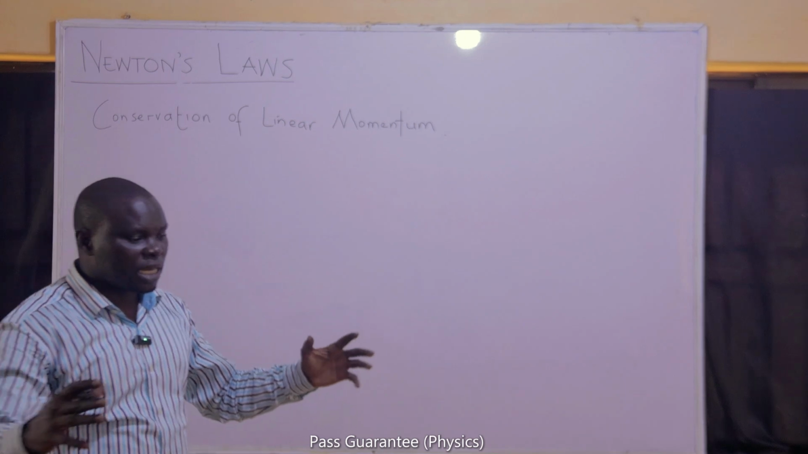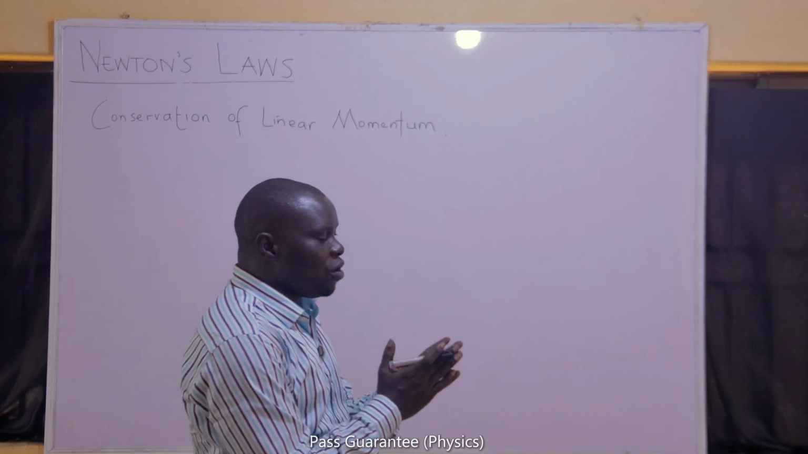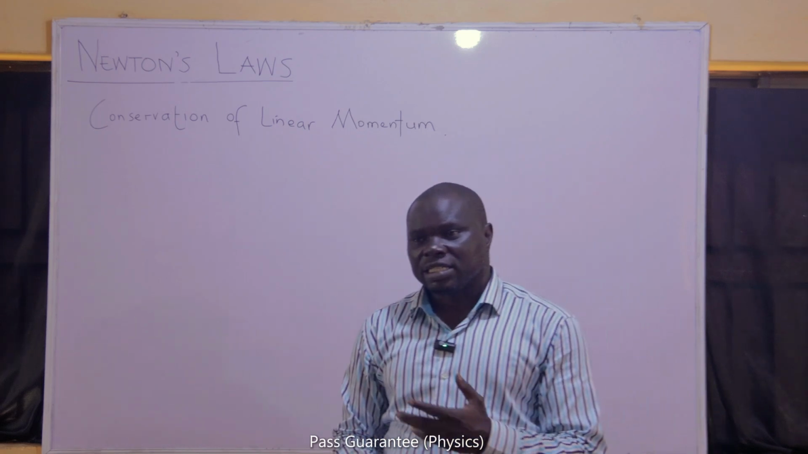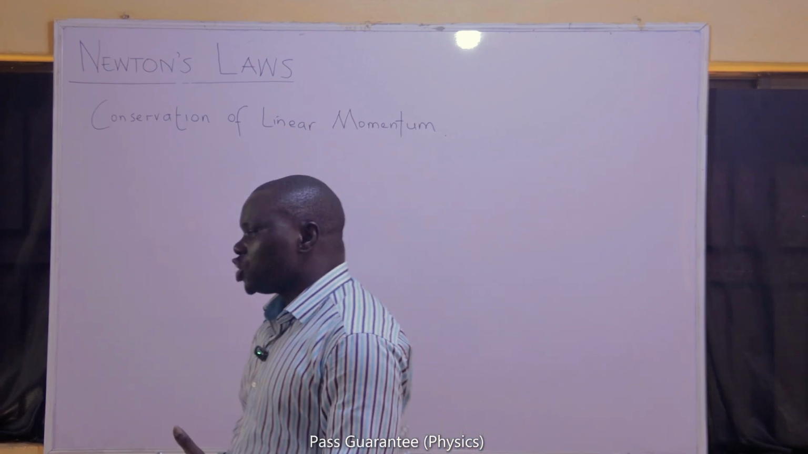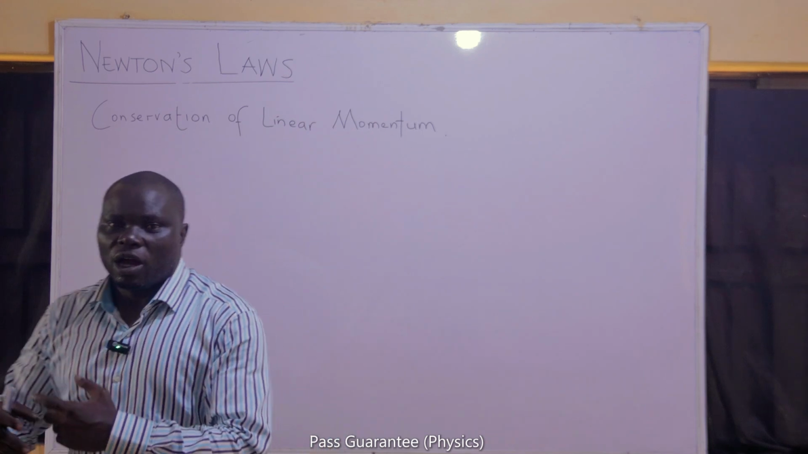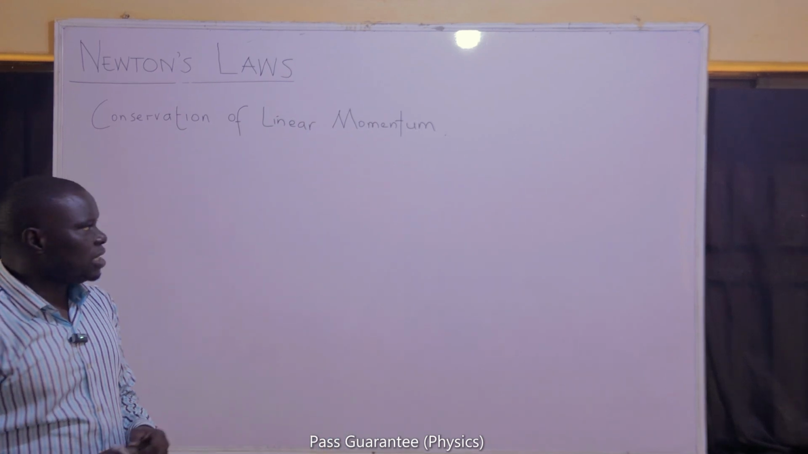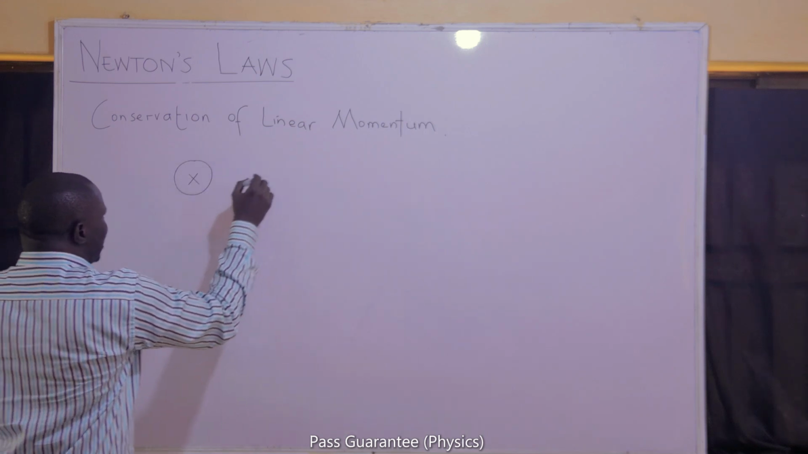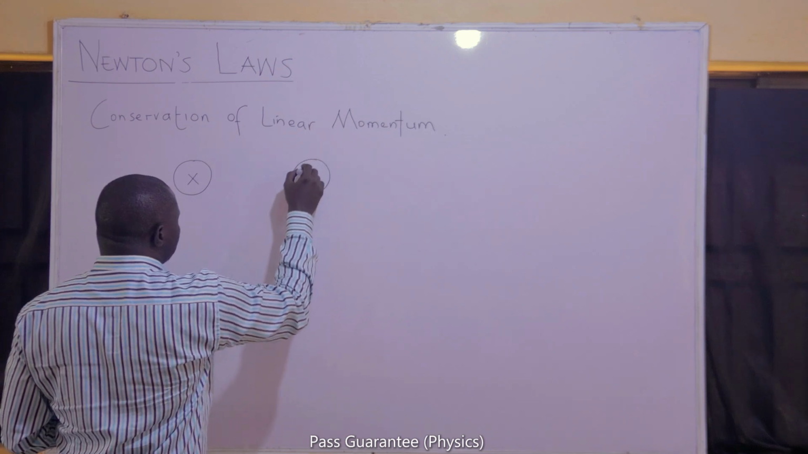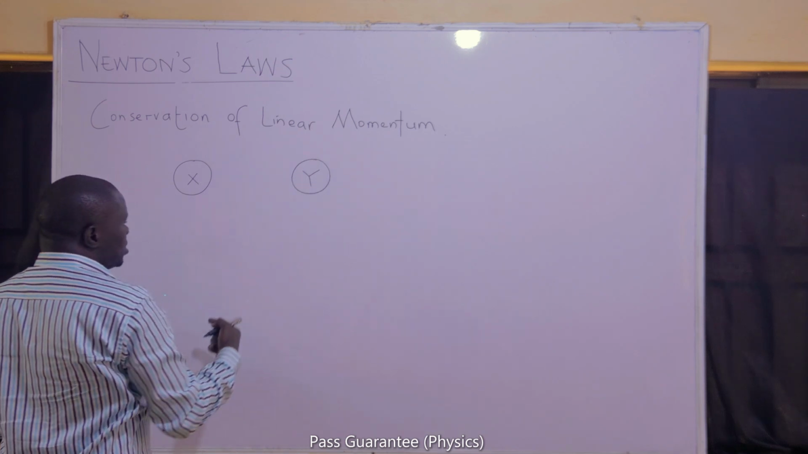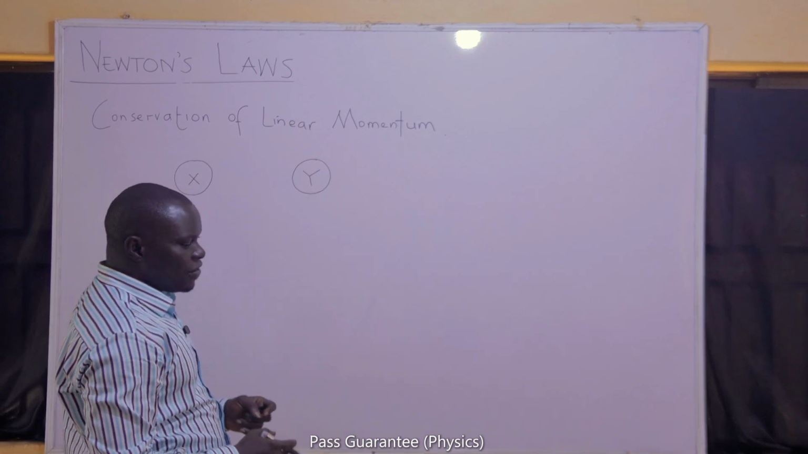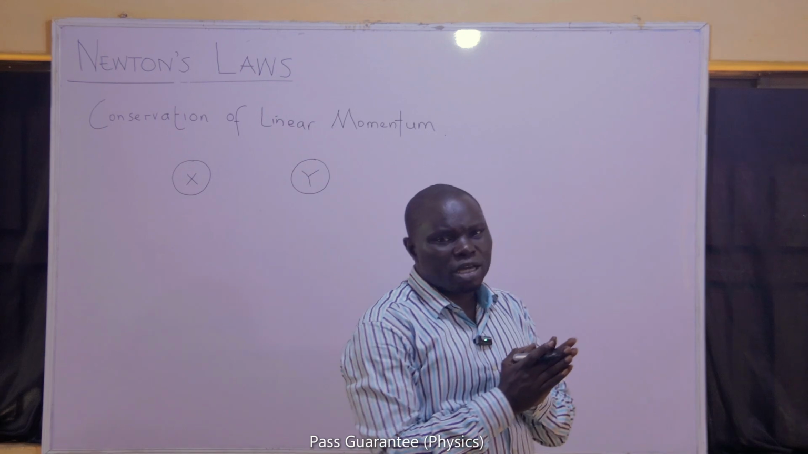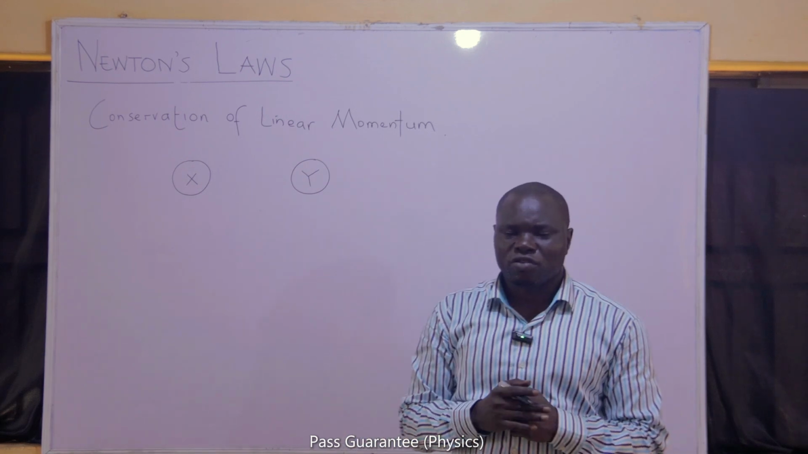When two or more objects collide, the total momentum before collision must be equal to the total momentum after collision, provided the system is closed or isolated, provided there is no application of external forces. That means if I have an object, let me call that object X, and another object Y, and the two collide, the momentum they have at the point of collision, if we add it together, must be the same momentum that they will have after the point of collision.